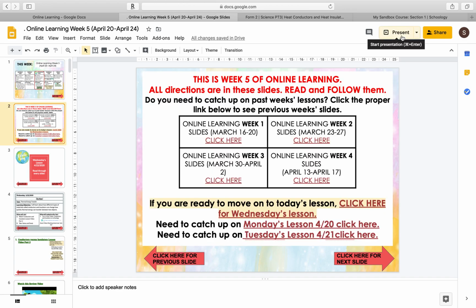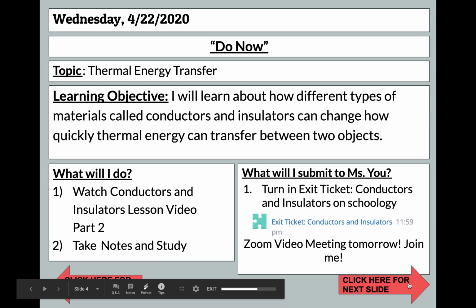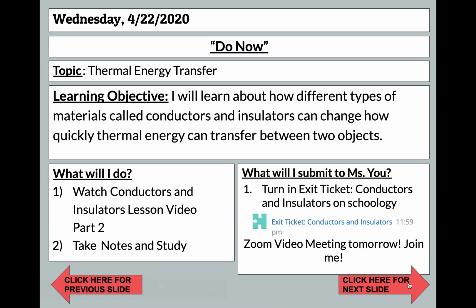All right, so moving on to Wednesday's lesson, it says if you're ready to move on, click here. I'm going to press present. And we'll click right here. It takes us to Wednesday's lesson. Our do now says, I will learn about how different types of materials called conductors and insulators can change how quickly thermal energy can transfer between two objects.